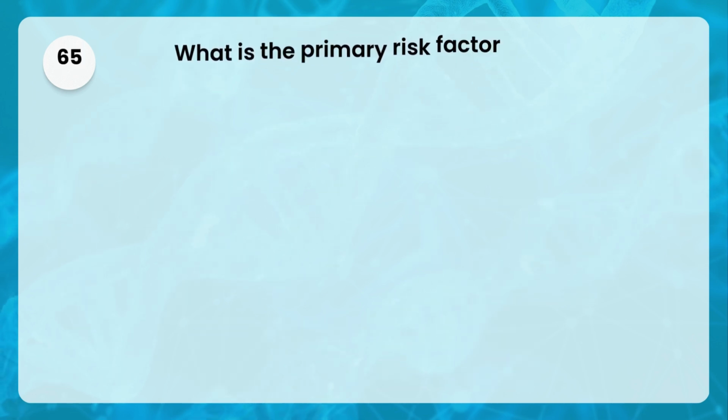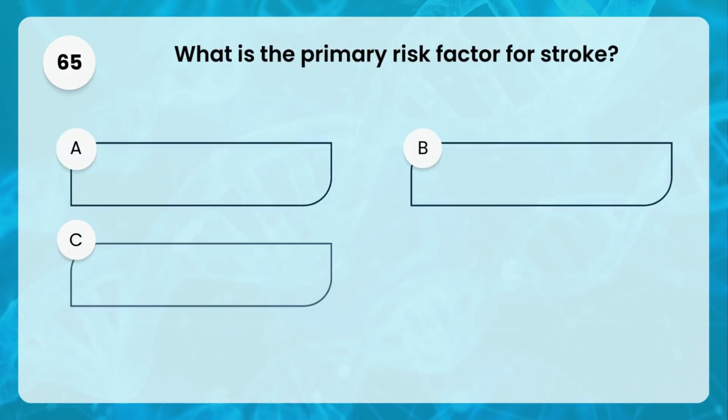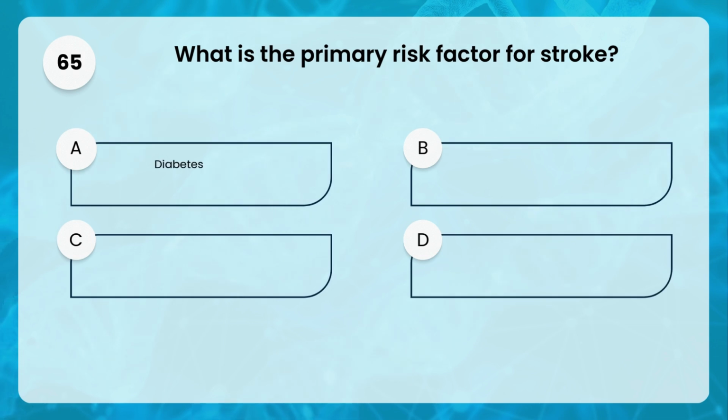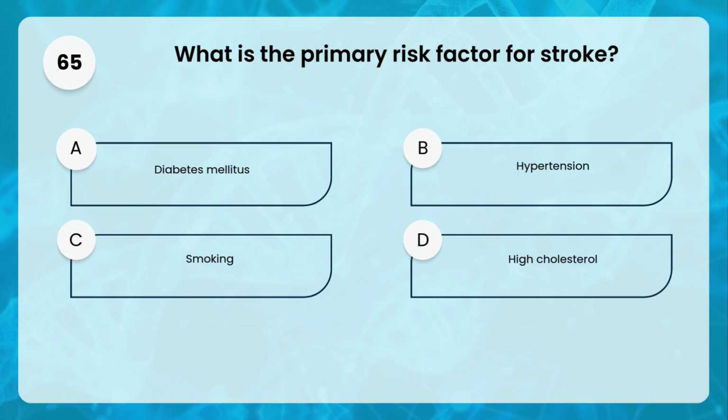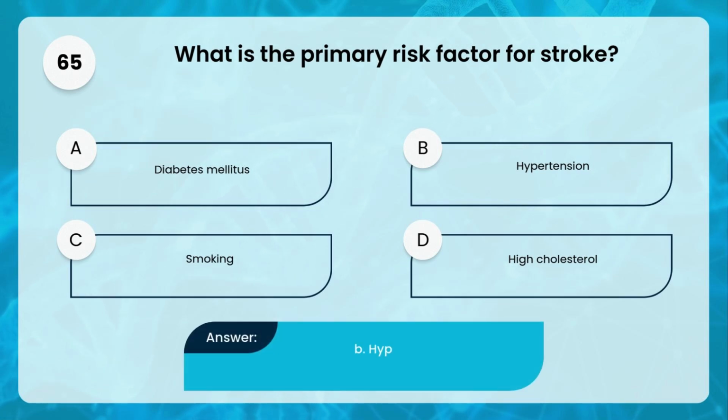Number 65. What is the primary risk factor for stroke? A. Diabetes mellitus. B. Hypertension. C. Smoking. Or D. High cholesterol. The answer is B. Hypertension.